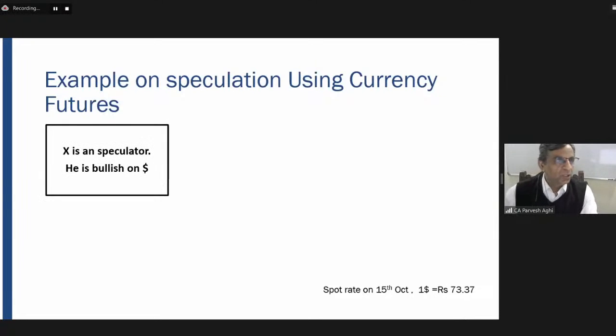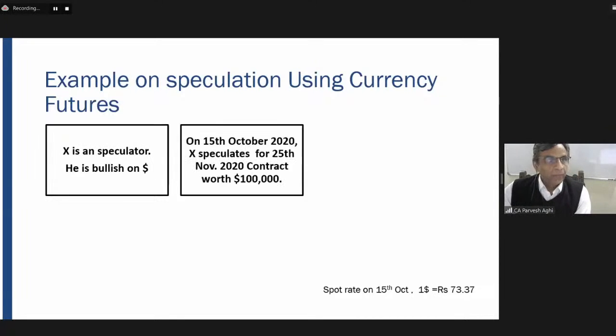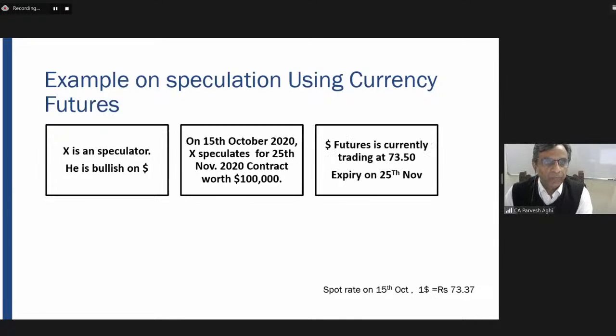So let's understand this. X is a speculator. He is bullish on the dollar. On 15th October 2020, X speculates for 25th of November 2020, a contract worth $1 lakh. So he's a bullish guy. Right now it is 15th of October, and he wants to take a 1 month call on the dollar. He expects the dollar to go up in 1 month's time from now. Currently the dollar is trading at 73.50.